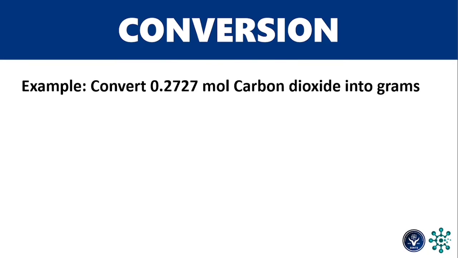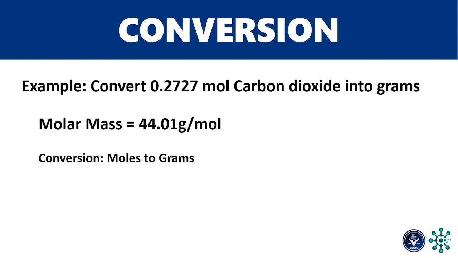Convert 0.2727 moles carbon dioxide into grams. 0.2727 moles carbon dioxide is the amount that we got from the first example. Basically, we're just doing the opposite here. So we expect 12 grams as the answer. Again, this is the molar mass. This conversion is an example of moles to grams conversion.